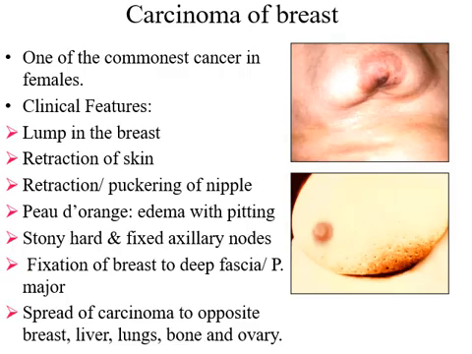Then the axillary lymph nodes become hard and fixed. There is fixation of the breast to the deep fascia or pectoral fascia. And the carcinoma may spread to the opposite breast or to the liver, lungs, bone and ovary. So this is all about the pectoral region and the mammary gland.